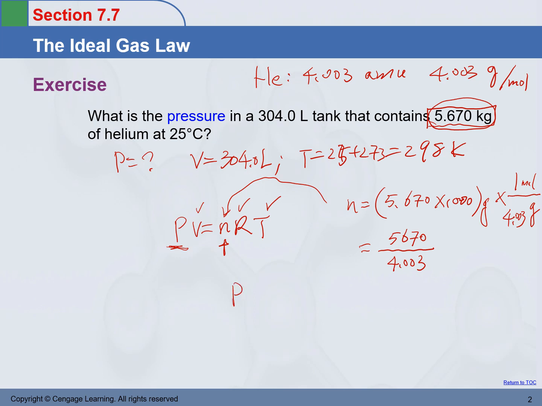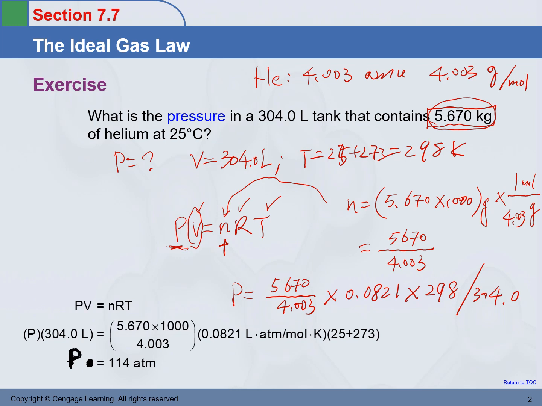Now P equals 5.670 times 1,000 divided by 4.003. That is n, multiplied by R, multiplied by T, divided by V, 304.0 liters. That's good. If you do the calculation, you're going to get P is 114 atm.